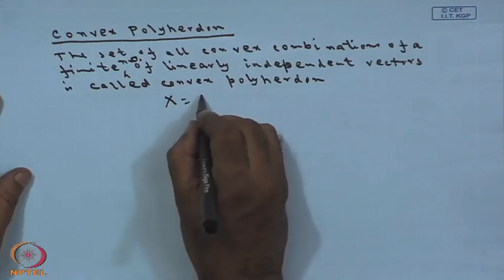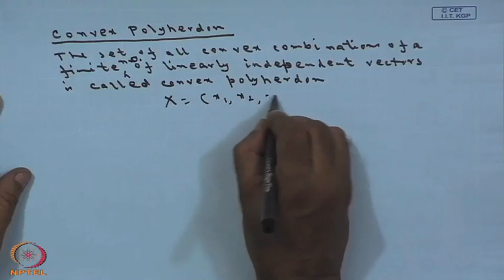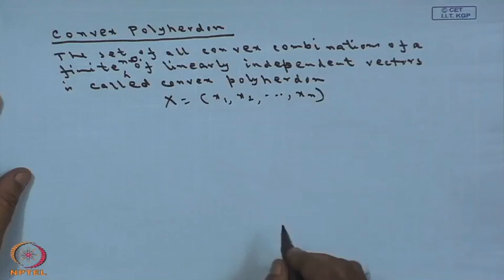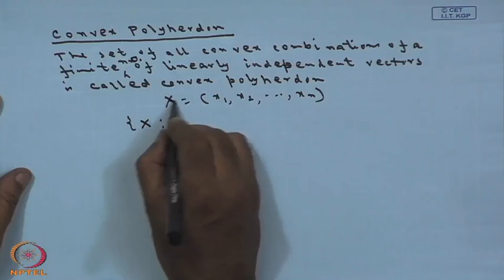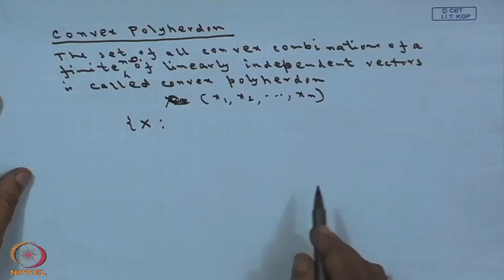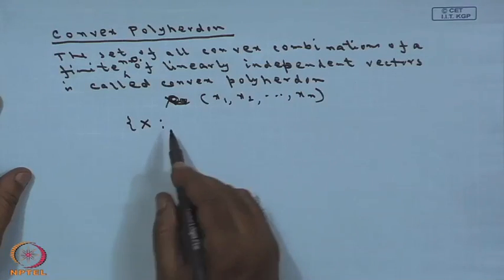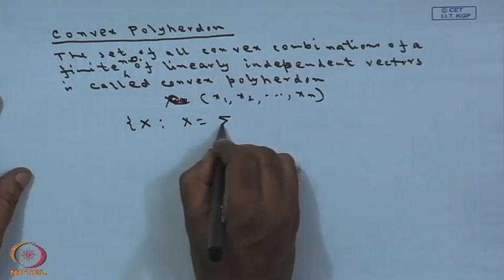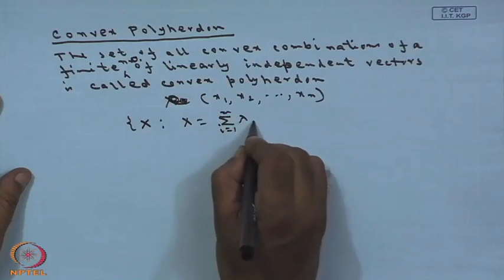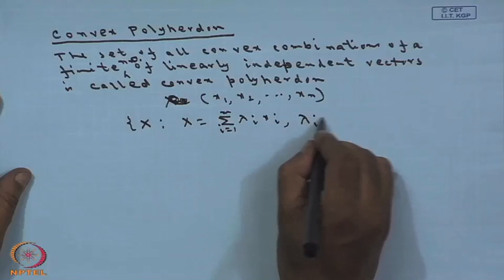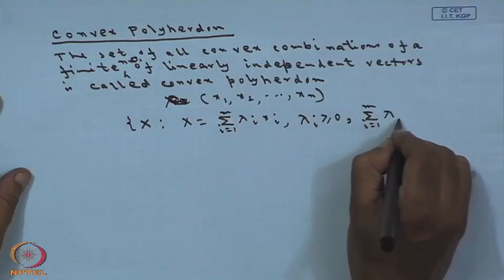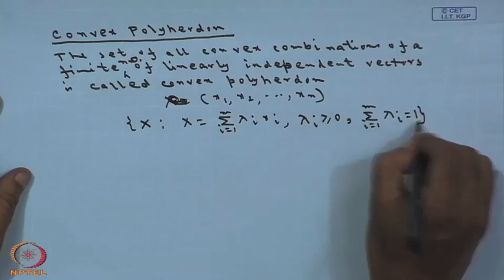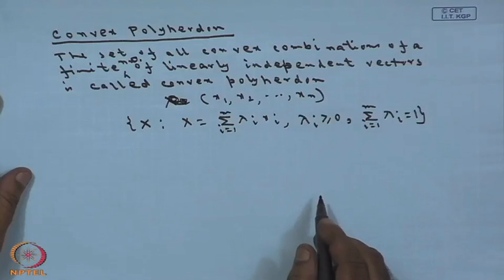Mathematically, if I have a set of points x in Rn, that is n dimensional space Rn, and x1, x2, ..., xn is a set of linearly independent vectors, then the set of x such that x equals summation i equals 1 to m lambda i xi, where lambda i greater than or equal to 0 and summation over i equals 1 to m lambda i equals 1, we call the convex polyhedron.